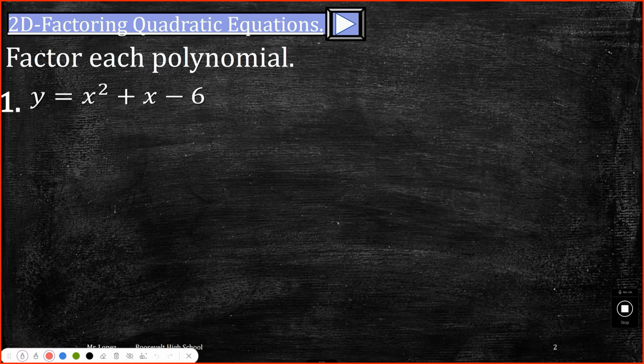Lesson 2D, factoring quadratic equations. We're going to factor each polynomial. So we got y equals x squared plus x minus 6. And we're going to use the x method because it's the best way to do it. Because you know what we're trying to do is we're trying to break it down into its factors.